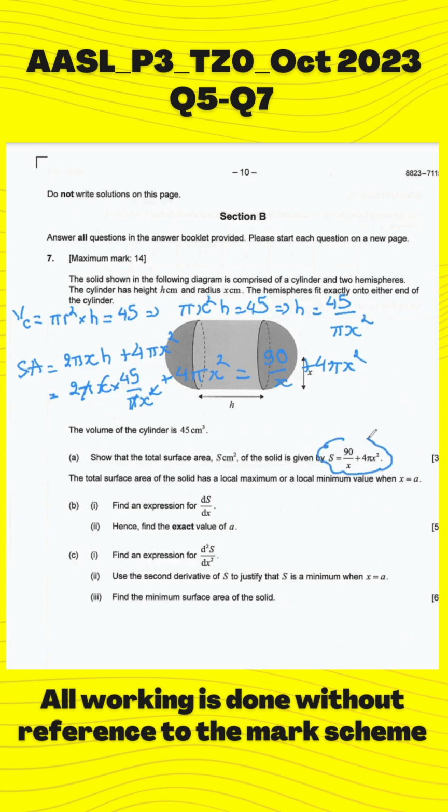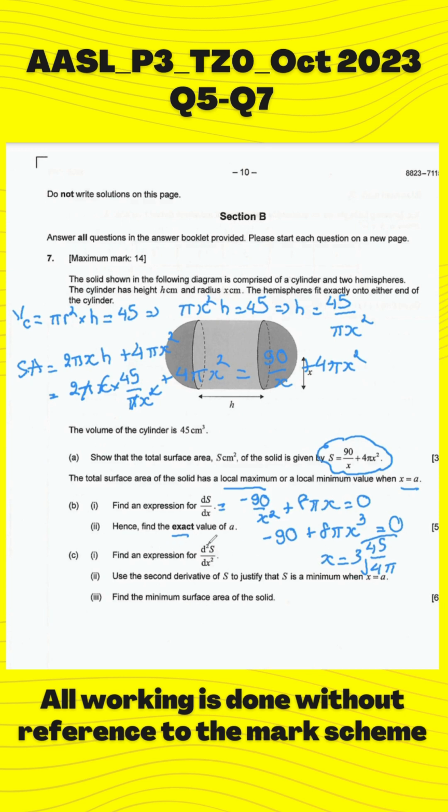That's what they ask. The total surface area has the local minimum at x equal to a. So first we need to find the derivative of the surface area, which is negative 90 over x squared plus 8 pi x. And then they want the exact value of a, so we cannot use the calculator in this case. So it will equal 0. So we will have negative 90 plus 8 pi x cubed equals 0. We multiply everything by x squared to get rid of the denominator. So x will be the cube root of 45 over 4 pi.